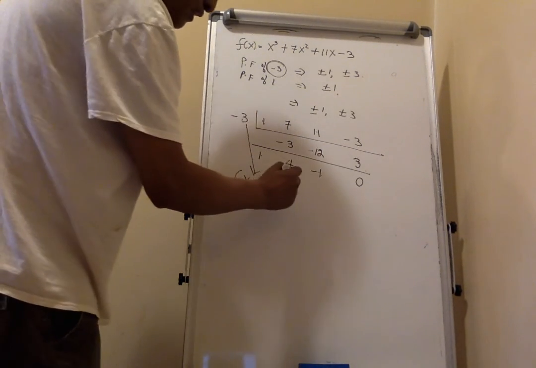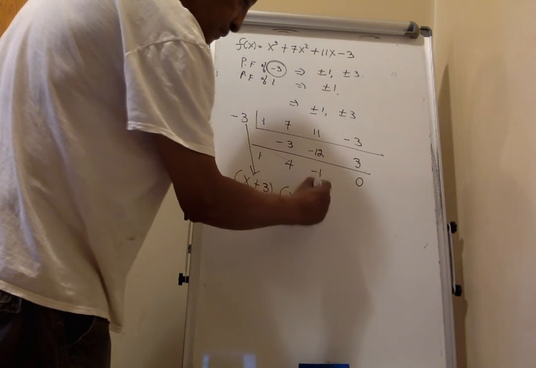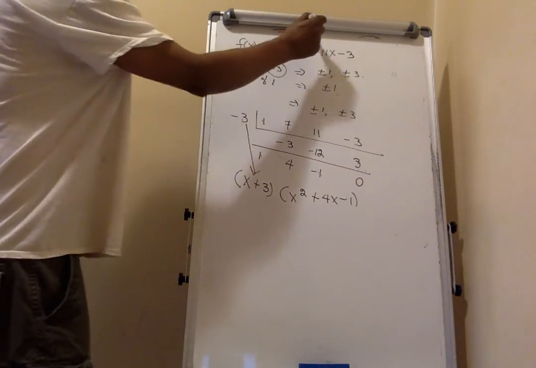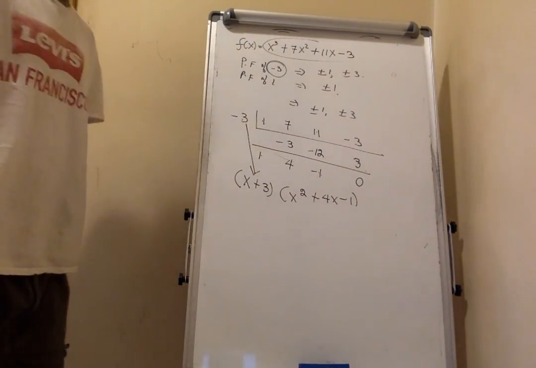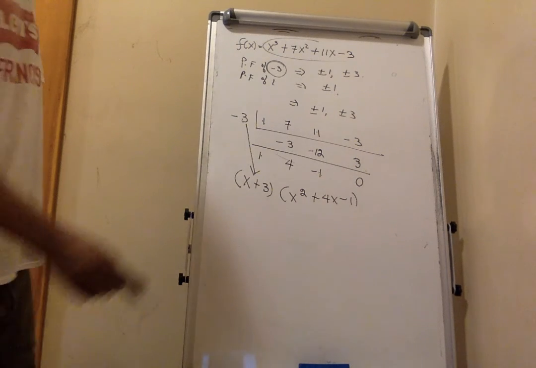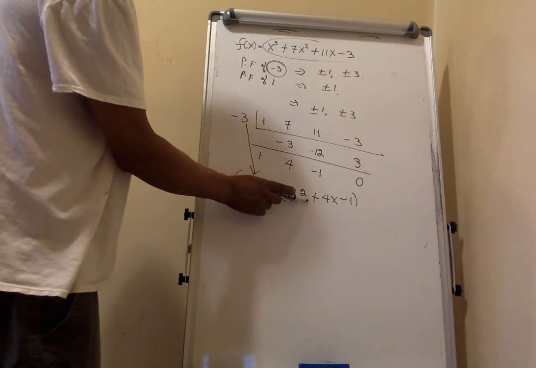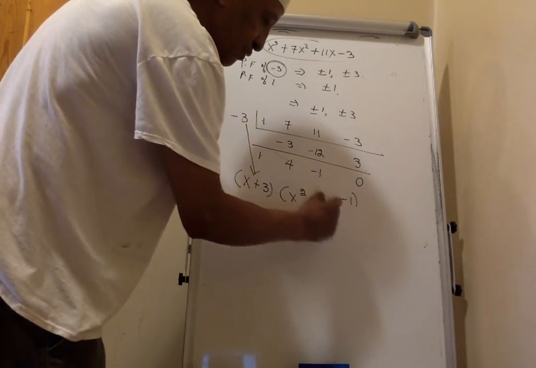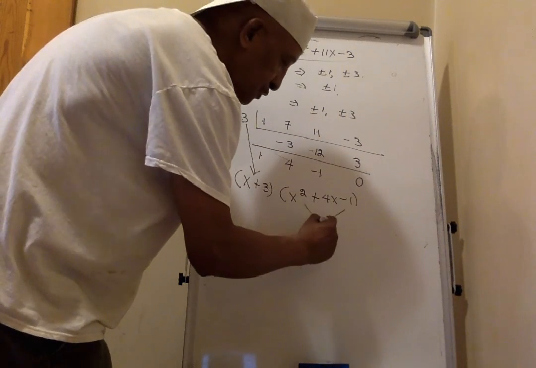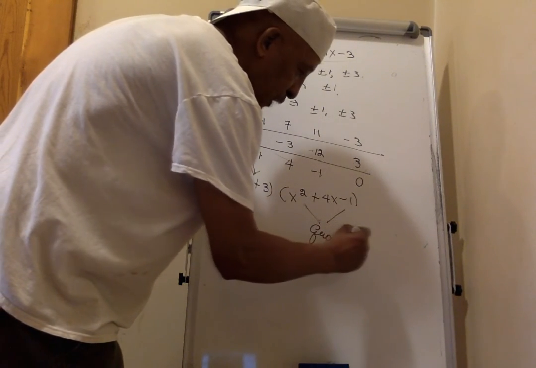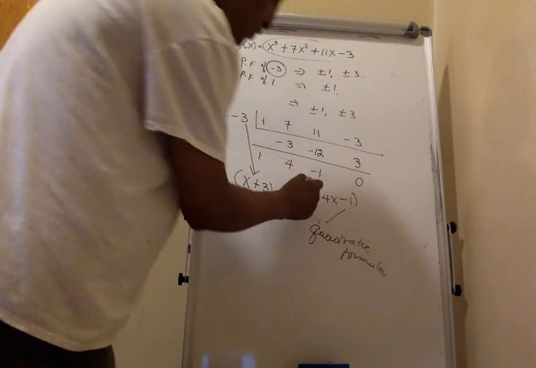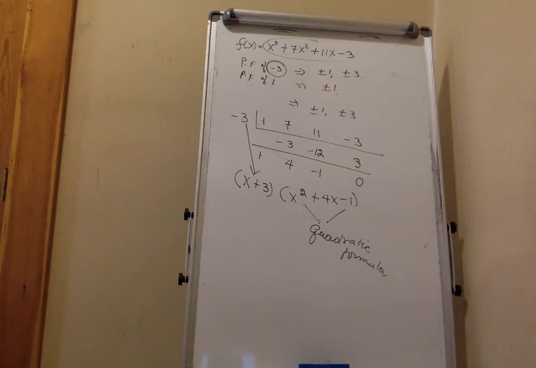Then you're going to go ahead and write x squared plus 4x minus 1. You see, this function x to the third plus 7x squared plus 11x minus 3 is a product of x plus 3 times x squared plus 4x minus 1. This you're going to use the quadratic formula. I'm not going to do this for you. You can use the quadratic formula. In that case, because it is a second degree, you end up with nice solutions.